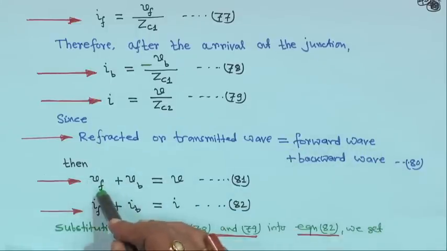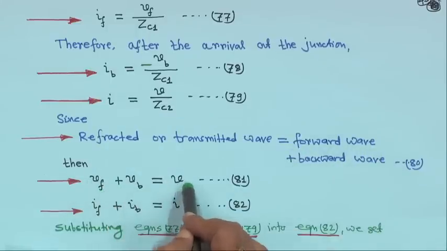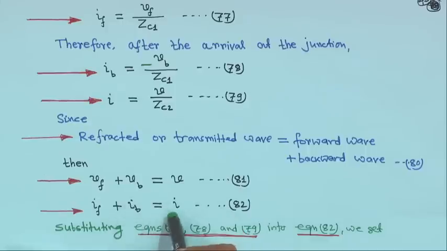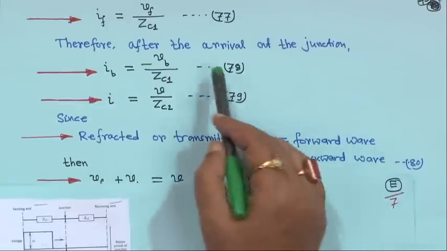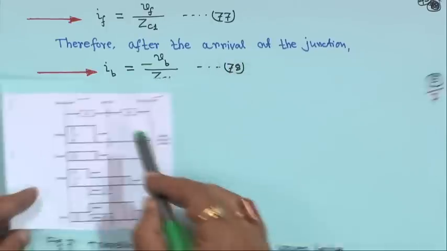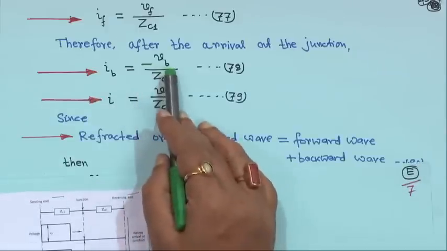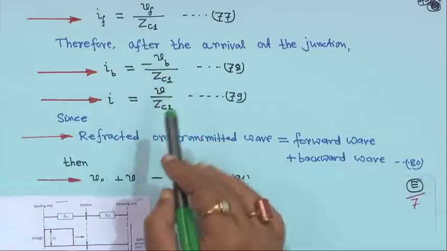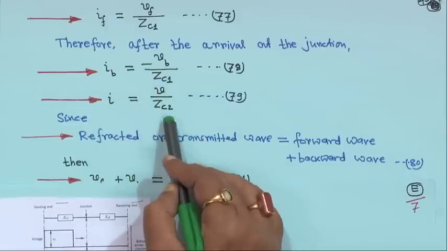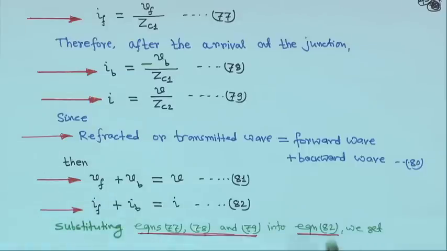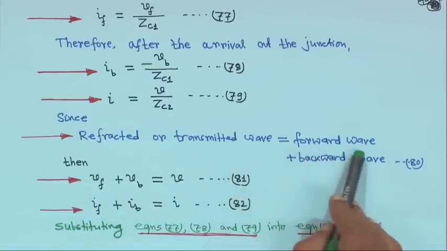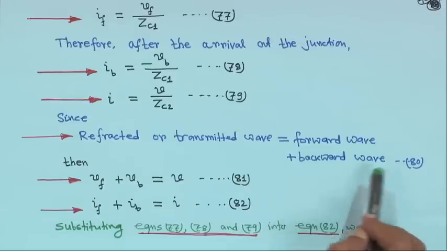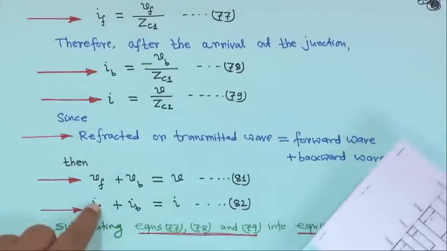That means Vf plus Vb is equal to V, and we know If plus Ib is equal to I. So, these are the conditions that after arrival at the junction, Ib will be minus Vb upon Zc1 and I will be equal to V upon Zc2. Now, this condition says the refracted or transmitted wave must be equal to the forward wave plus the backward wave. So, in this case we know these two conditions.